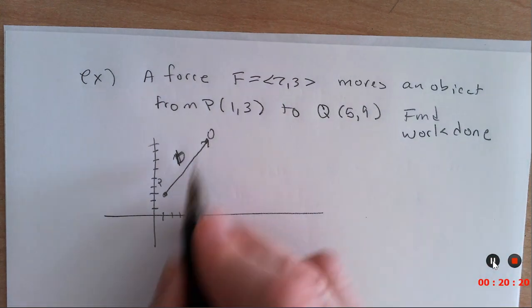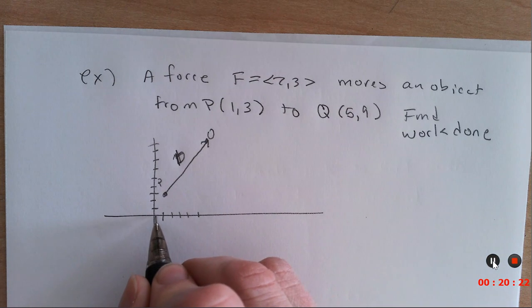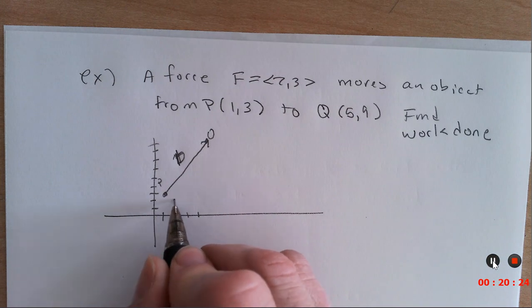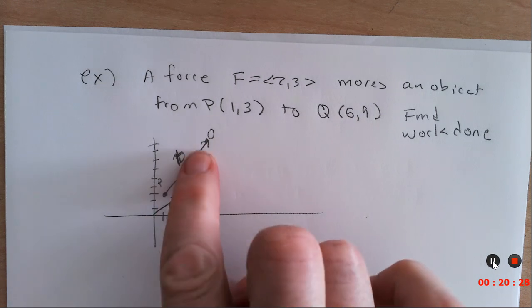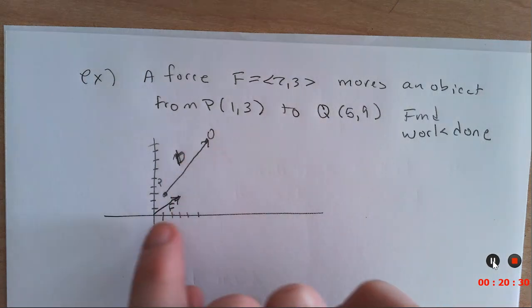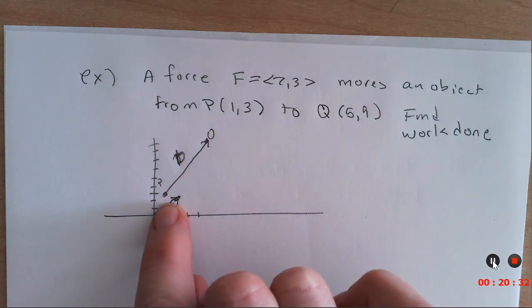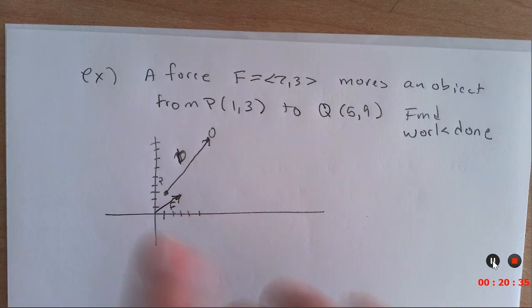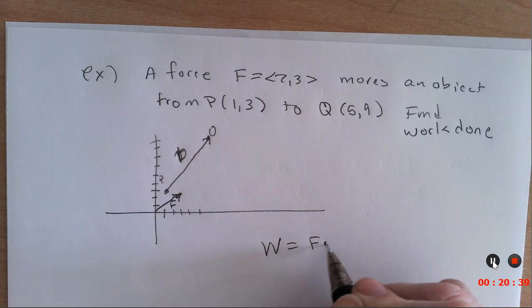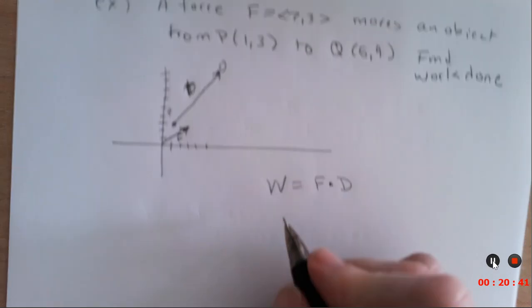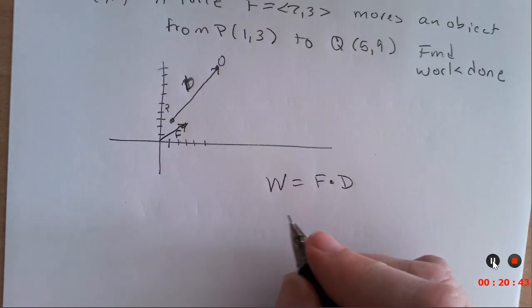That's the vector 2, 3. So I'm going to put that down here, even though it's moving along this line. So vector 2, 3. So that's my force. It does look like they're parallel, and in fact they are. But even if we don't know that, we can use our formula. So here we go. We're going to use our formula. So work equals the force vector dotted with the distance vector.